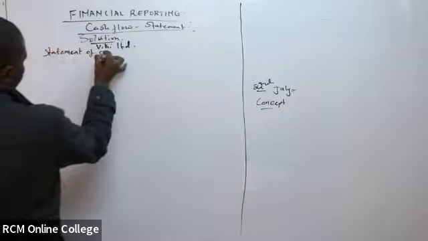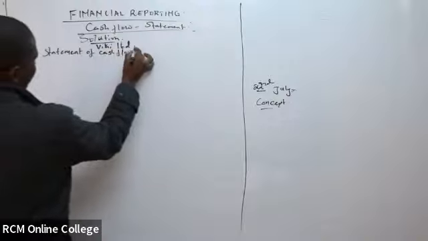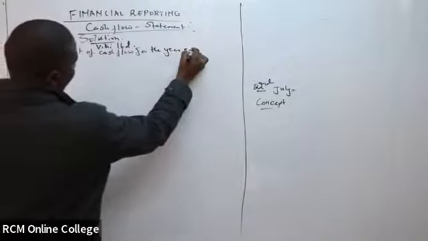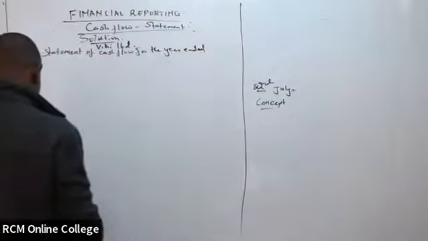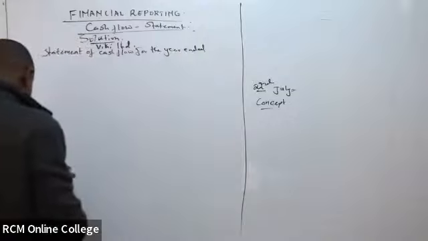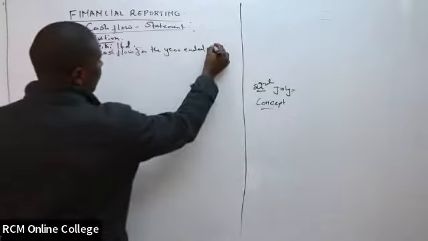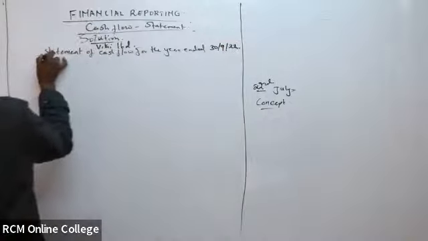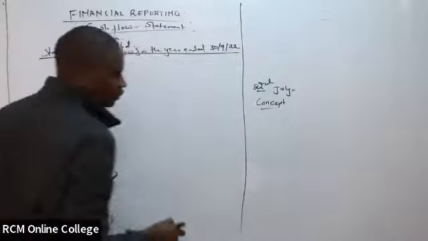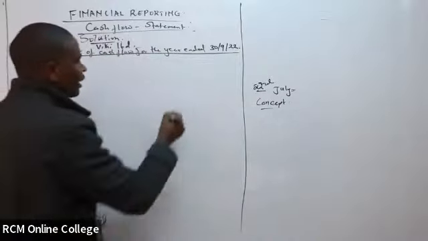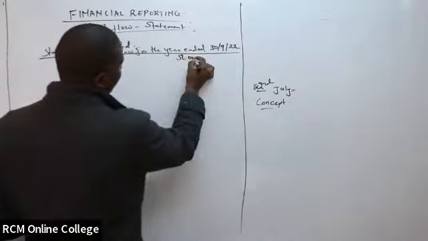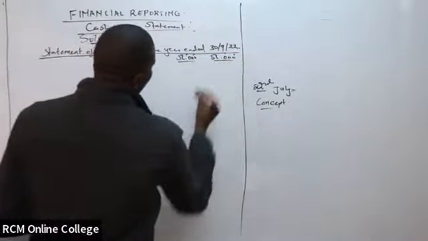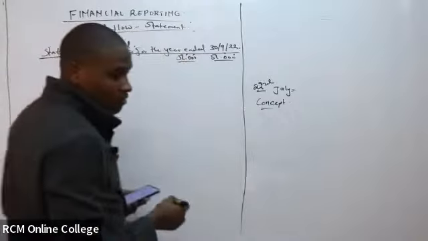Cash flow for the year ended, and you are preparing this as at the end of September, 30th September 2022. Then, to impress the examiner, you are always advised to underline that heading in that order. Then you have your shillings in thousands. Two columns is okay when preparing the cash flow. And then we have the first activity.